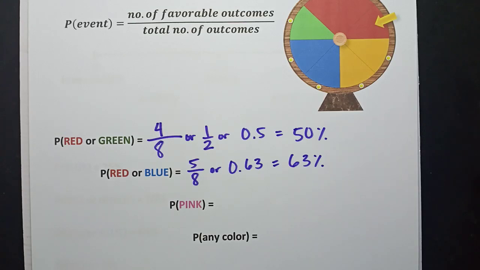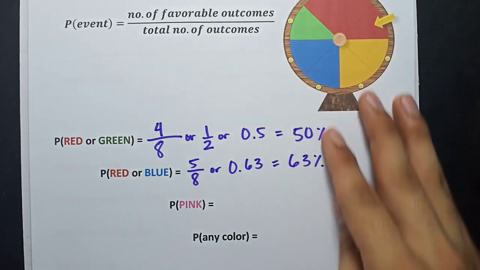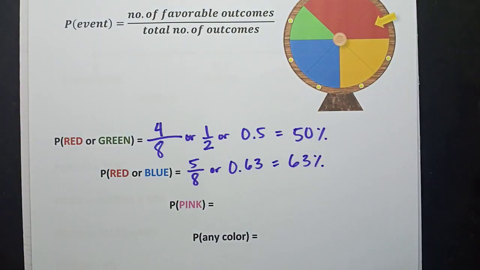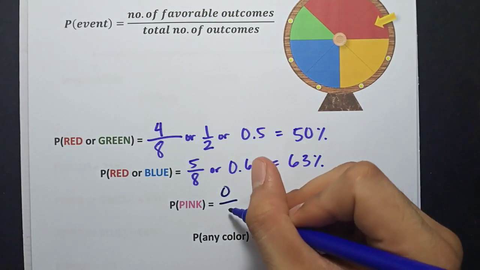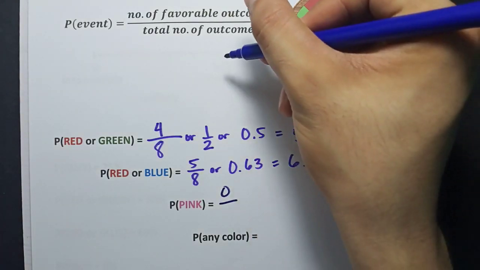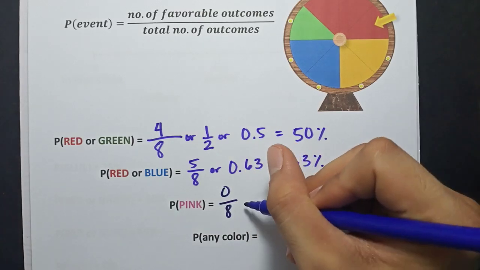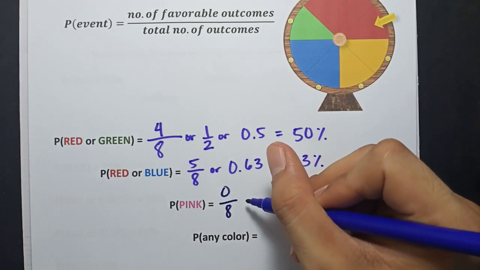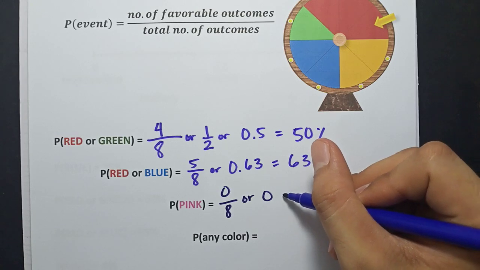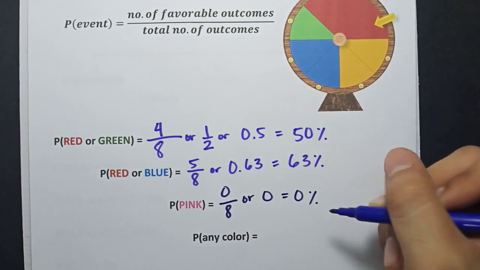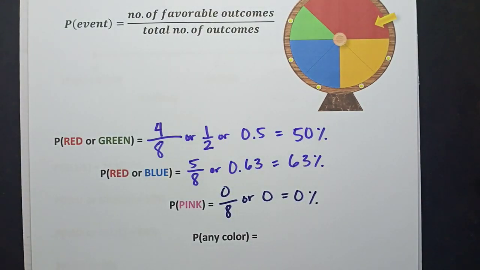Probability of getting pink. Now, do we see any pink color in our roulette? None. So, meaning favorable outcomes natin will become 0. Denominator natin, which is yung total number of possible outcomes, is still 8. So, 0 divided by 8, 0 over 8, that is simply 0. And that is equal to 0%, meaning you are impossible to win. Kasi wala namang pink dyan. Kahit paikutin mo yan hanggang bukas, hindi lalabas yung pink.